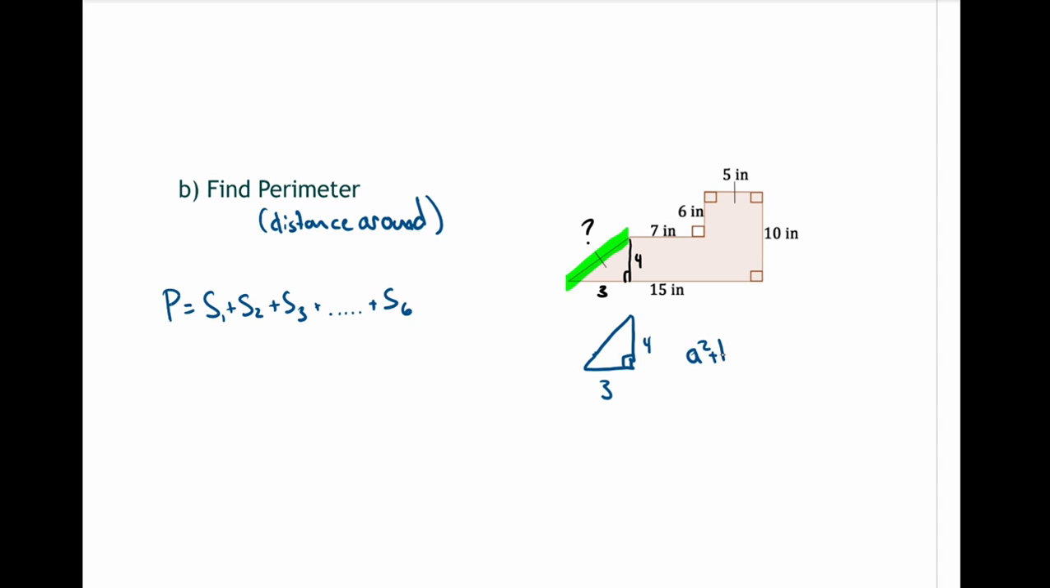A squared plus b squared equals c squared. 4 squared plus 3 squared equals c squared. 16 plus 9 equals c squared. 25 equals c squared. Or the square root of 25 equals c. Or 5 equals c.